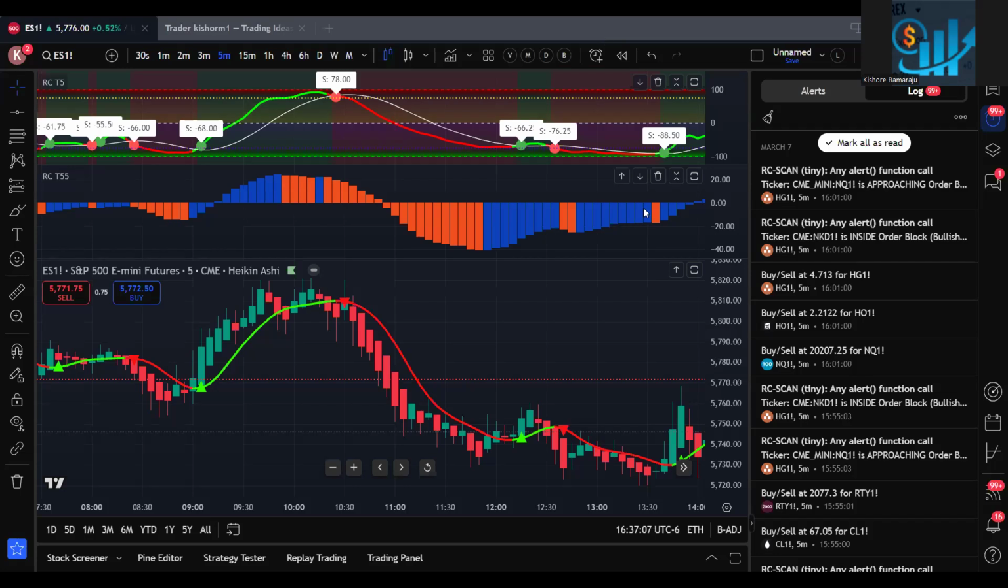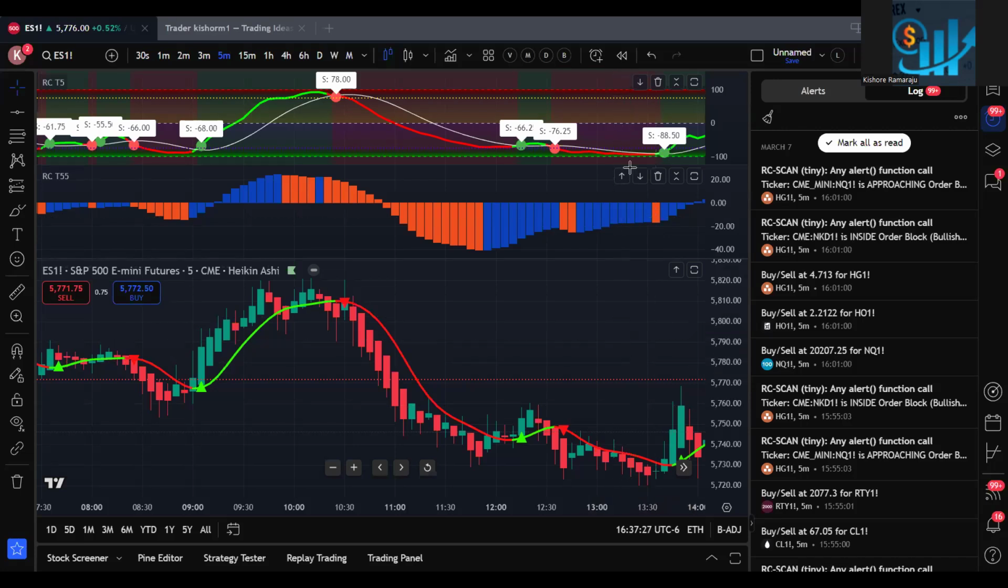Is everyone clear with what are primary indicators, what are secondary indicators? Primary indicators are those which will give the actual buy sell signals. Secondary indicators are those which will support the primary indicator, and they will give their opinion, their suggestion whether to go with the signal or not.